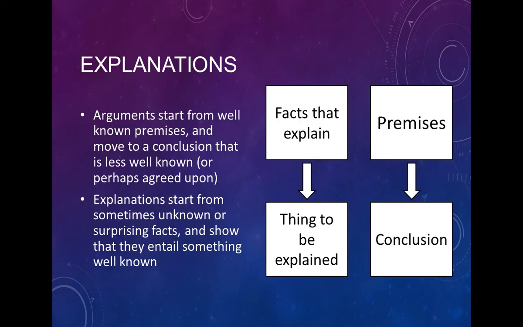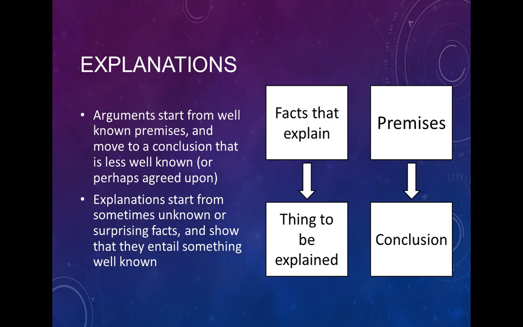This is it. Arguments start from well-known premises and move to a conclusion that is less well-known, or less agreed upon. Whereas explanations often start from something unknown or from surprising facts, and what we do with them is show that they entail something that's well-known. If your starting point and your ending point are both well-known, it can be both an argument and an explanation. So the distinction only really happens when there's relative ignorance about one thing.